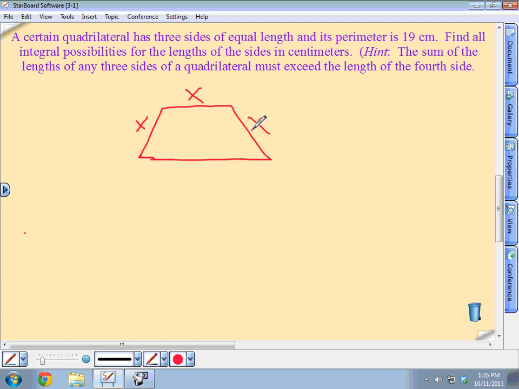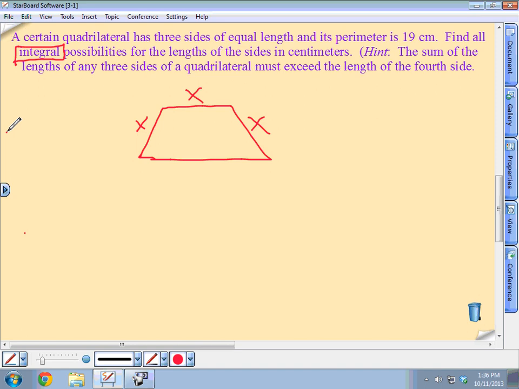Find all the integral. So you'll see this word in this chapter and the next. This word integral, does anyone know what that means? The integral possibility means that the possibilities are going to be integers. So in other words, this side's either 1, 2, 3, 4, 5. It's not 1.5, 2.5, 1 1/3. These are integers. That's what that means when it says integral possibilities. Find all the integral possibilities for the lengths of the sides in centimeters.